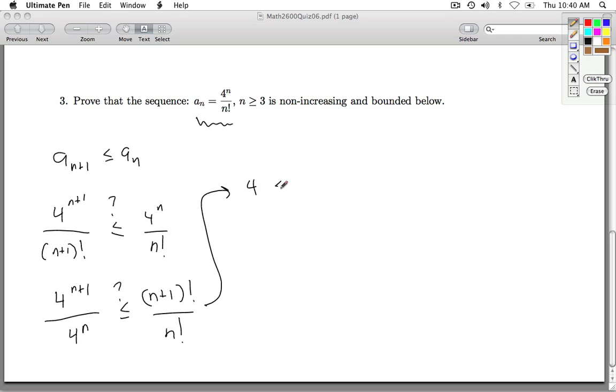Simplifying, I get that. And then by rewriting this inequality, I get this. Now if you notice, this is exactly the condition we're given. The n is greater than or equal to 3. So if n is greater than or equal to 3, I can reverse all of these algebra steps to get back to a sub n plus 1 less than or equal to a sub n. So this shows that a sub n is non-increasing.